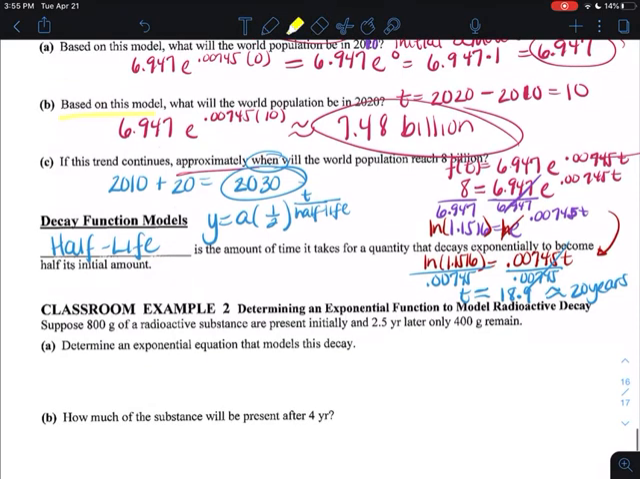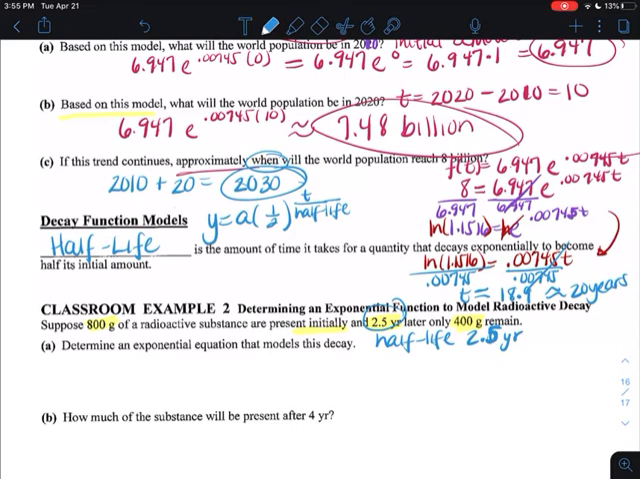So looking at this example here, the last example, suppose you have 800 grams of a radioactive substance. All right, so it's present initially. And then 2.5 years later, you only have 400 grams remaining. So 800, 400. 400 is exactly half of 800. So that means that this substance has a half-life of 2.5 years. So the half-life is 2.5 years. So that means that in exactly 2.5 years, you're going to have half of what you start with.